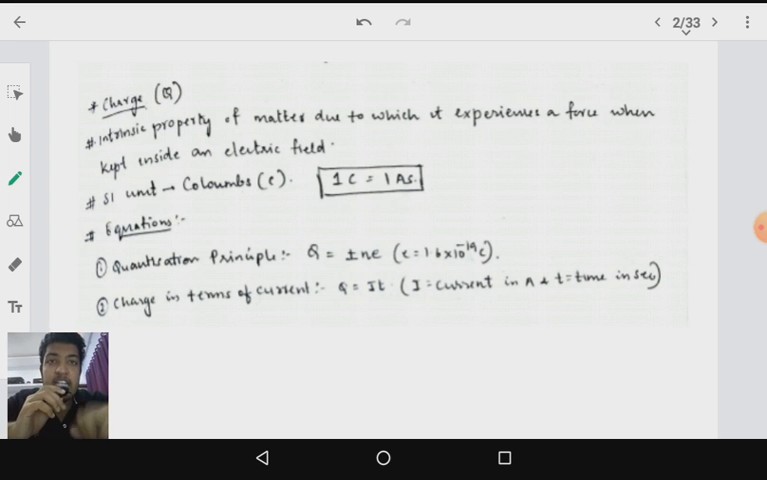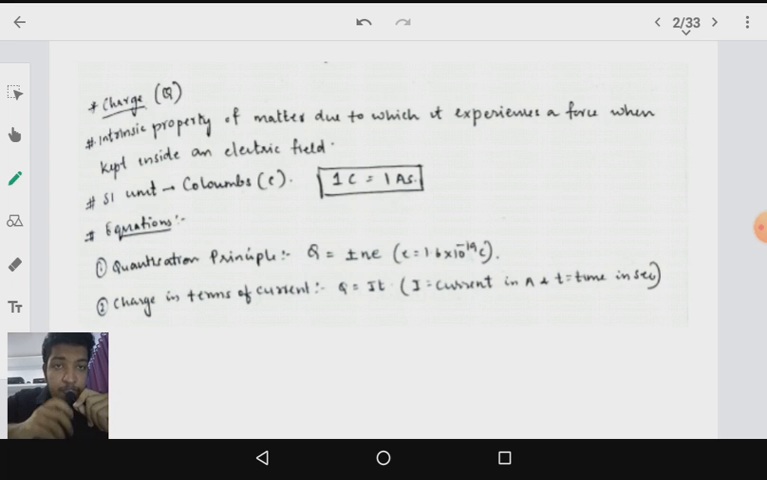This chapter deals with some basic terminologies of current electricity. First one is charge. Second is current. Third is potential. Fourth is potential difference, resistance, Ohm's law, resistivity, conductivity, series connection, parallel connection, heating effects of electric current. Then we'll be discussing the concept of power. So these are the topics that we are going to cover in this chapter.